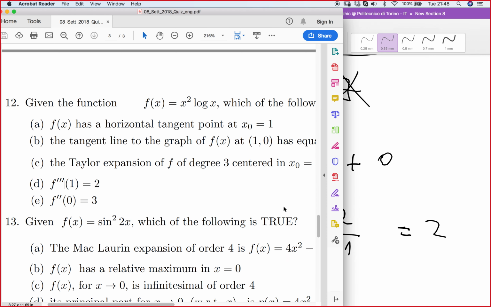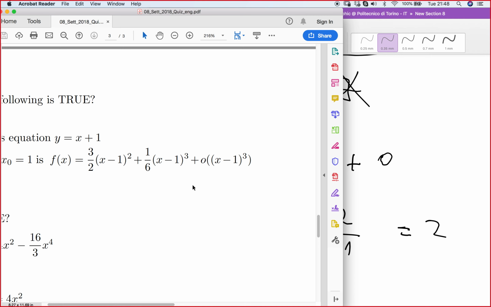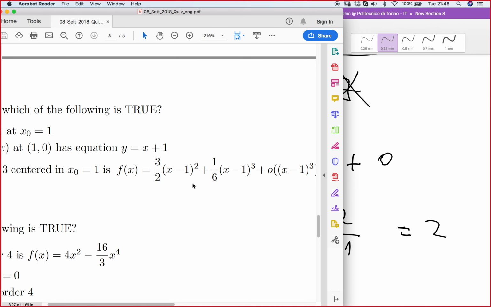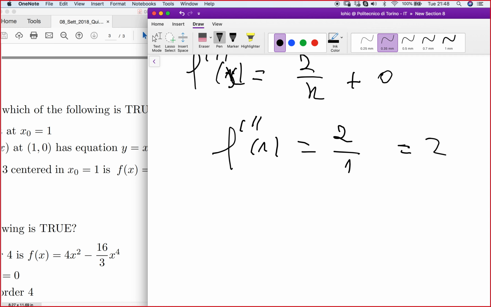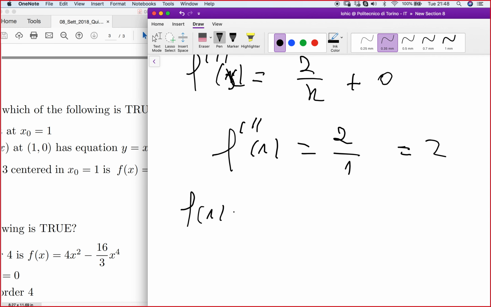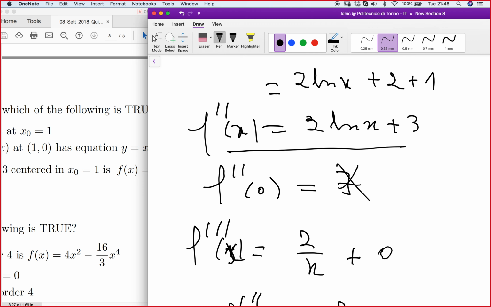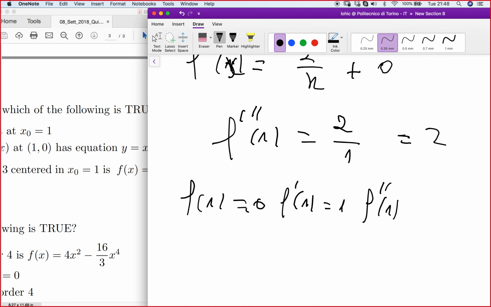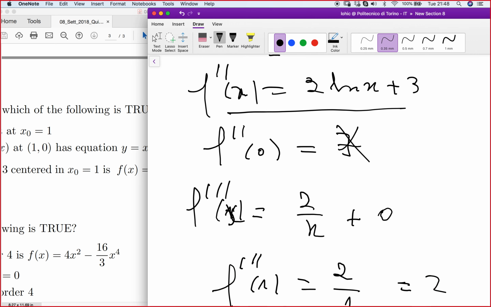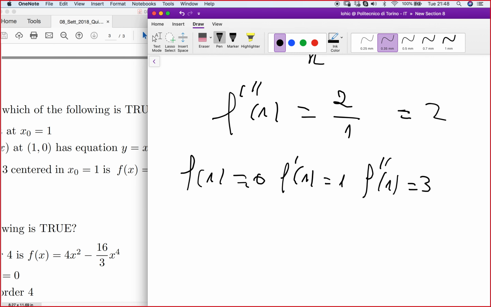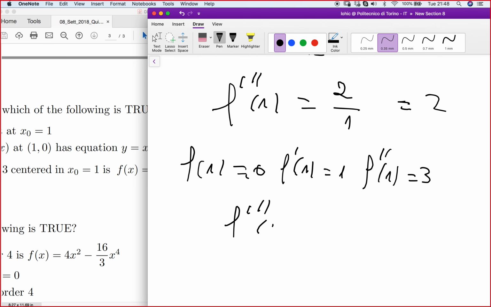And if you want to know why this one is false, you have all the stuff to check, because we know that f of 1 is 0, f prime of 1 is 1, f second of 1. How much is f second of 1? f second of 1 will be 3. Yes or not? And f triple prime of 1 is 2.